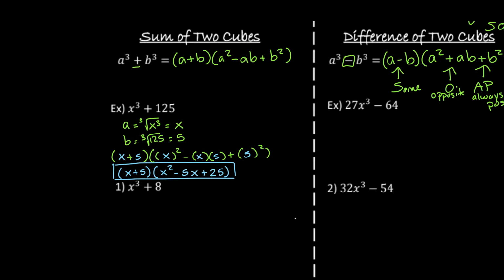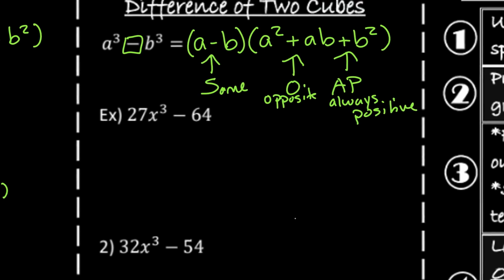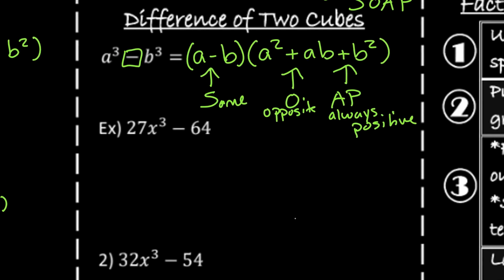Okay, now let me show you difference of two cubes. So, what do we ask ourselves first? Before that, is there a GCF here? Does 3 go into 64? Yeah. So, no, there is no GCF to pull out here. So now we can ask ourselves, are these perfect cubes? And are they?